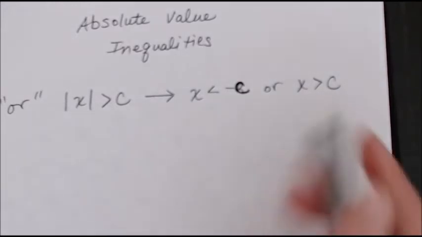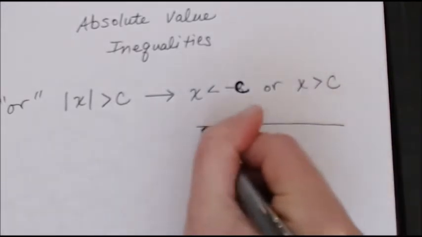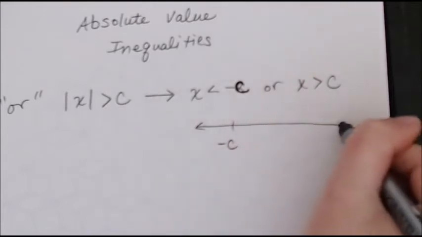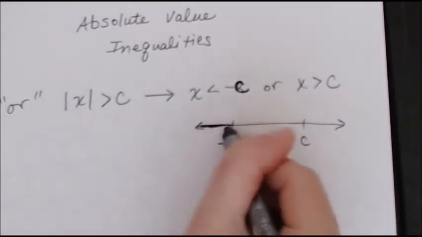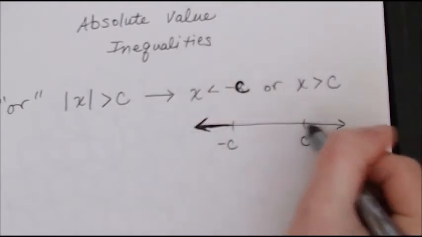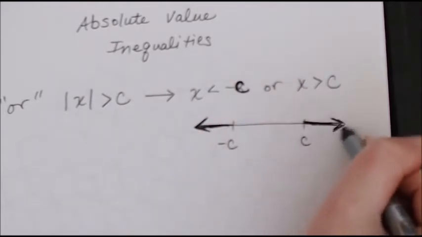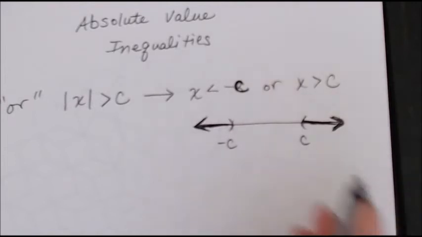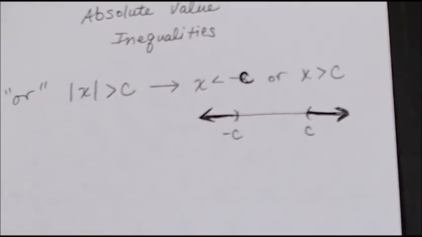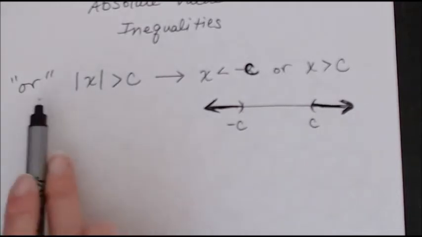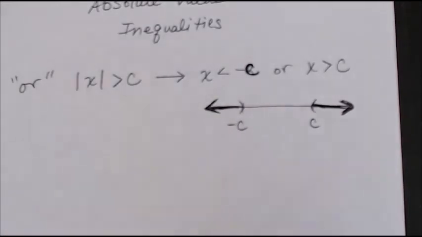So on the number line, they would be going in opposite directions. So negative c would be here, positive c would be here. You'd be talking about this end down here, or this end up here. So you'd be talking about two separate disjointed inequalities, or two separate regions. So that's the or case. Greater than is the or case. That's kind of how I remember it.